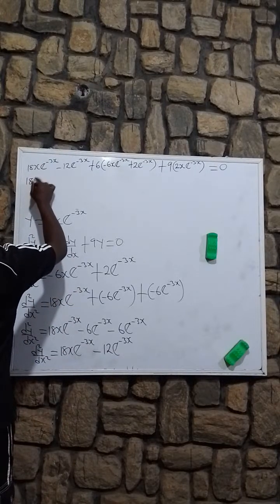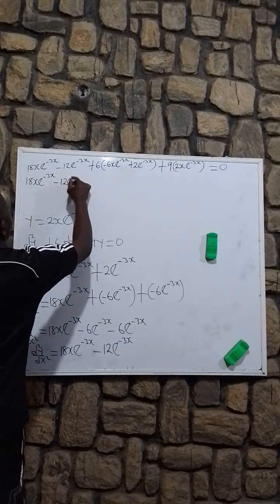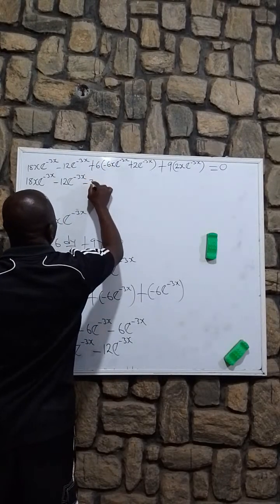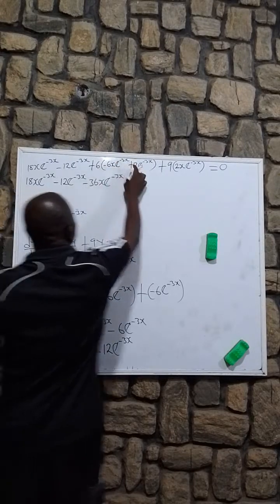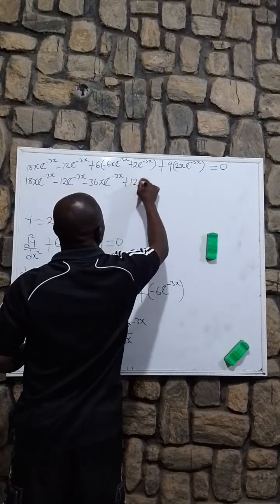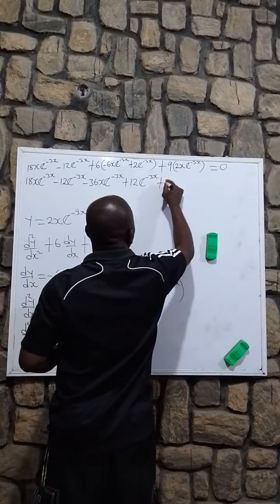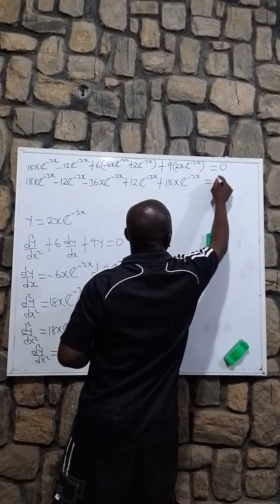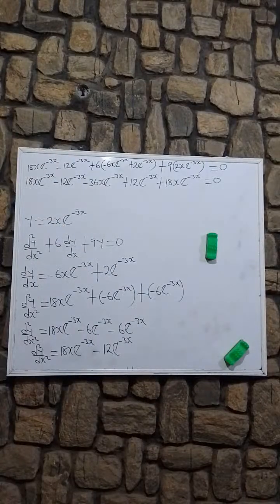Here is 18x exponential minus 3x minus 12 exponential minus 3x. This times this, minus 36x exponential minus 3x. This times this, plus 12 exponential minus 3x. This times this, plus 18x exponential minus 3x equals to 0. Okay?